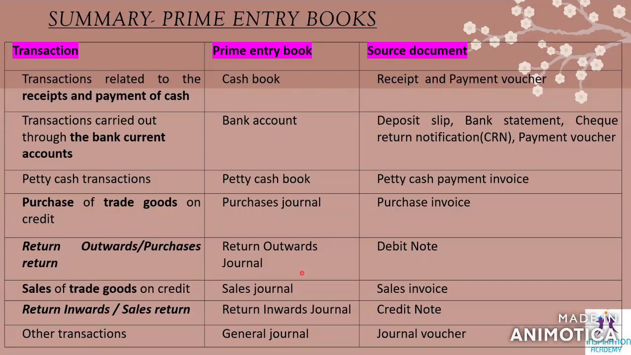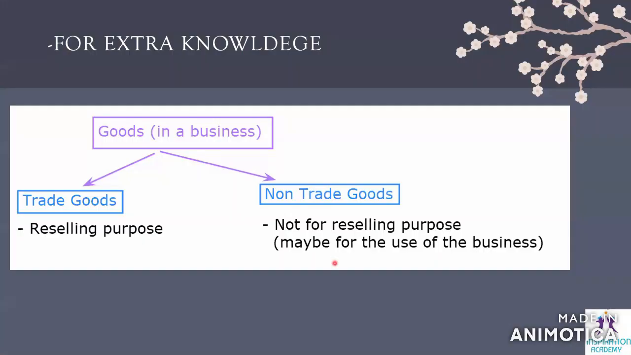Before that, we'll discuss the two types of goods in a business, right? The trade goods and non-trade goods. Trade goods we use for reselling purposes and non-trade goods are not for reselling. Imagine a furniture business. The furniture items are the trade goods, and imagine that the business has a computer or a laptop. If they sell that, that is a non-trade good, and since they have sold it, you have to record that in the general journal.